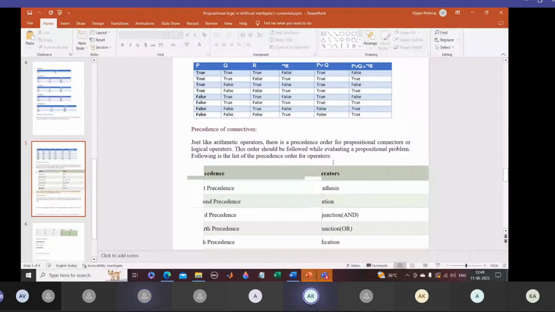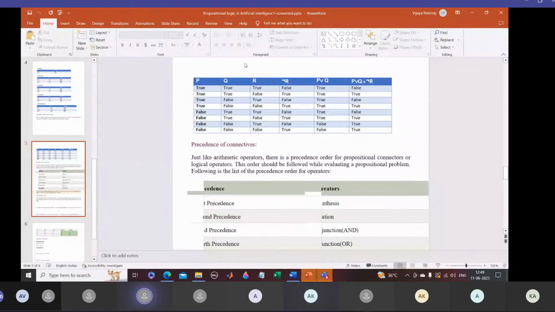So you have 4 components here: learning agent, critic, performance element and problem generator.